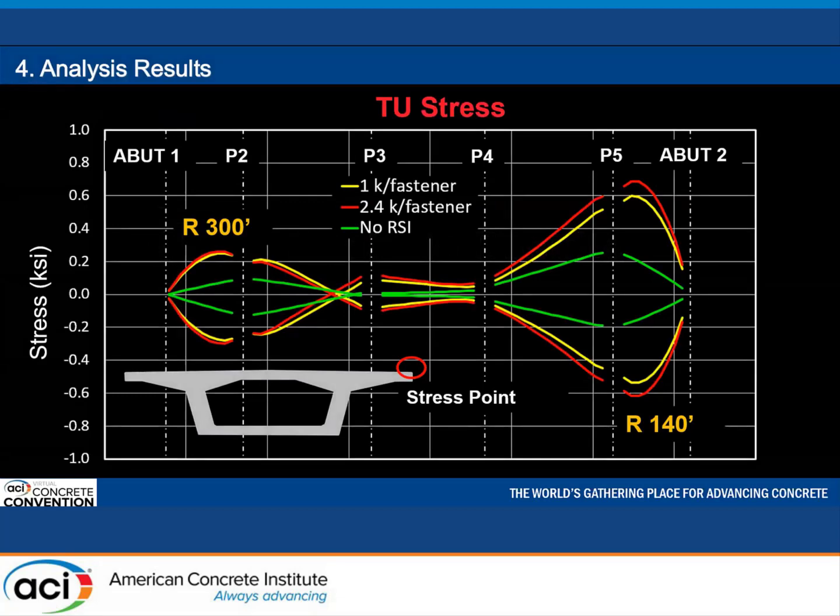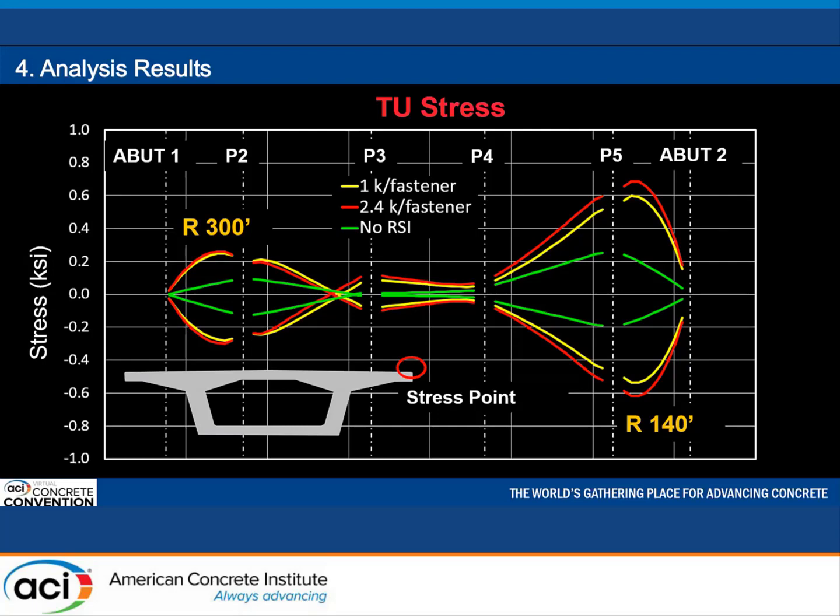Here's a basic sensitivity study we completed to bound the effects of RSI. This graph shows the stress in the top right corner of the box for the envelope of uniform temperature rise and fall. Negative values represent compression, and positive values represent tension. The stress is plotted along the length of the structure, with vertical lines representing each abutment or pier.